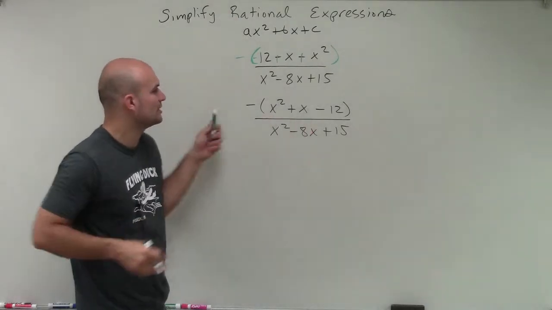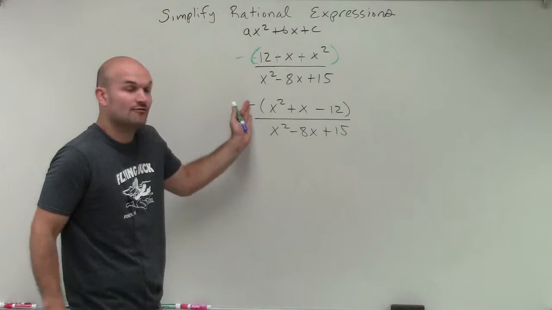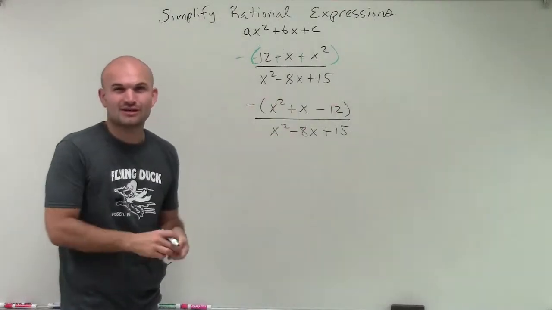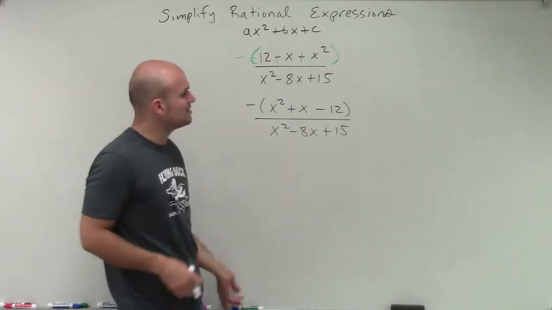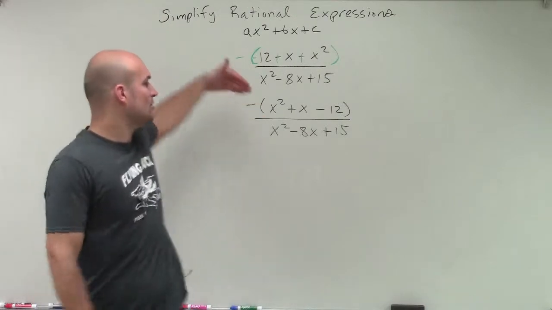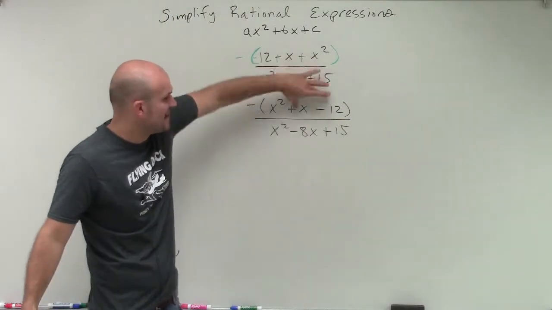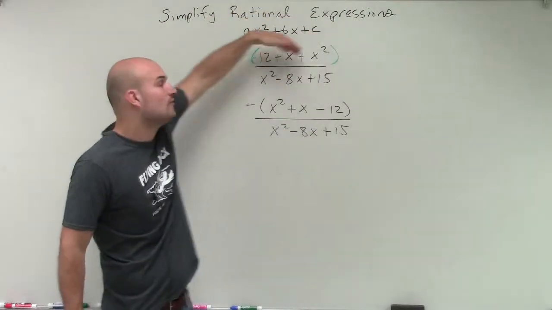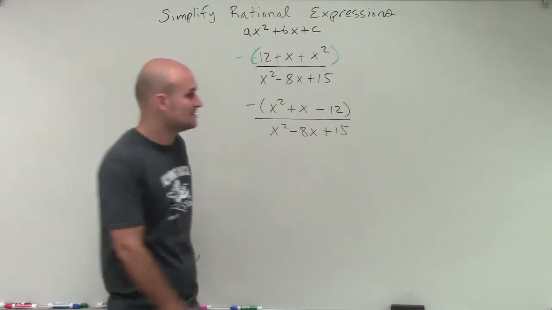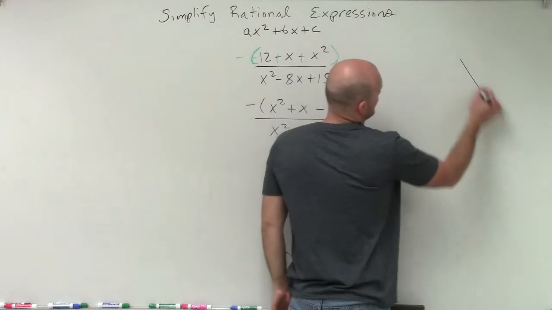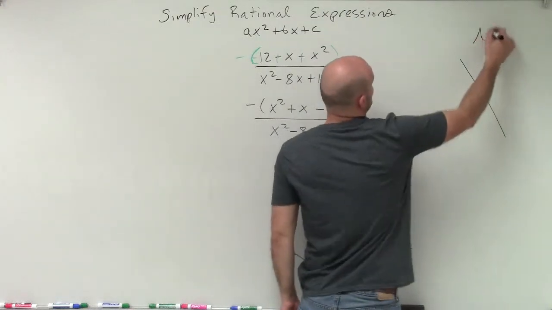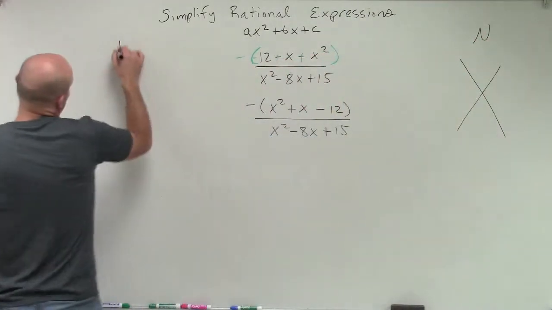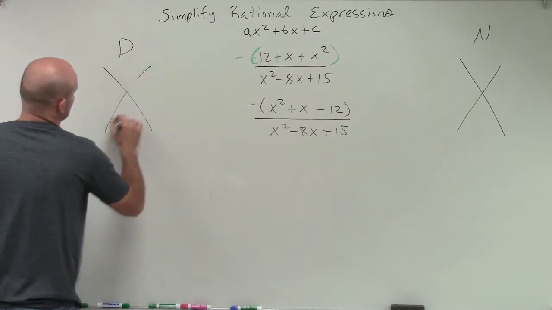So now my numerator is being multiplied by a negative 1, but I rewrote it in descending order because I think when factoring it, it's going to be a little bit easier. So I know to simplify this, I now need to factor my numerator and I need to factor my denominator. And notice now they're both in the form of ax squared plus bx plus c. So let's go back and do these separately. I'll have my numerator, and I'll go and factor my denominator.